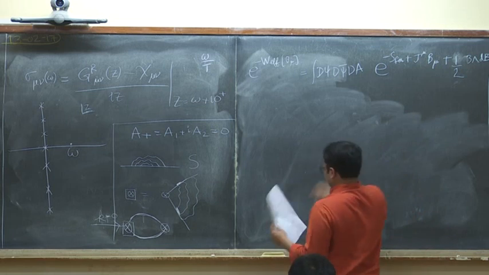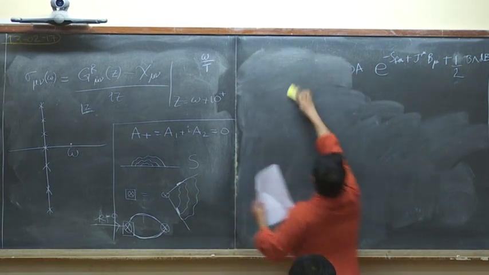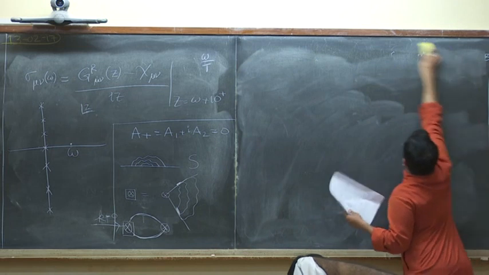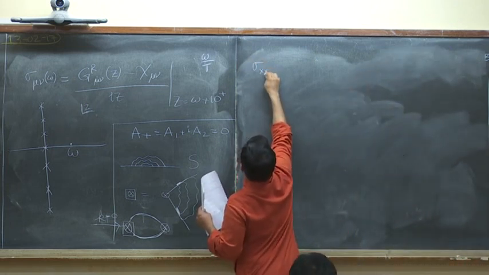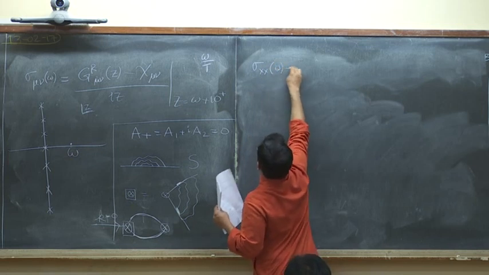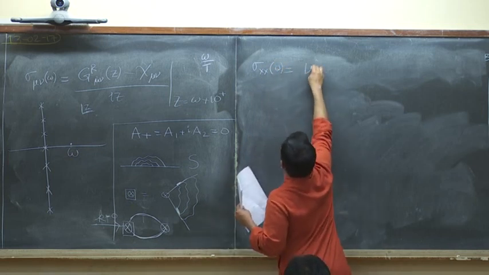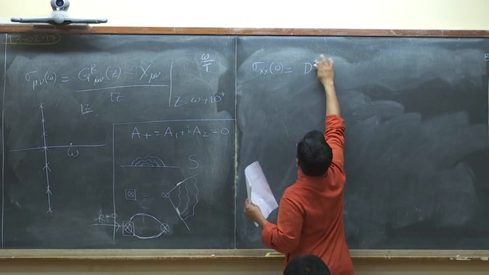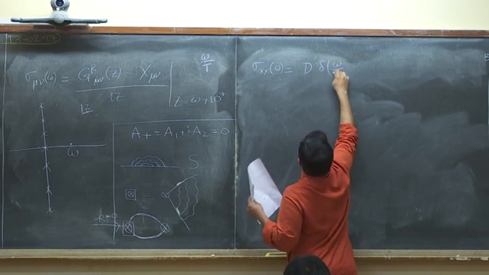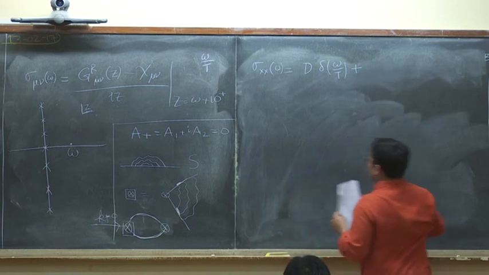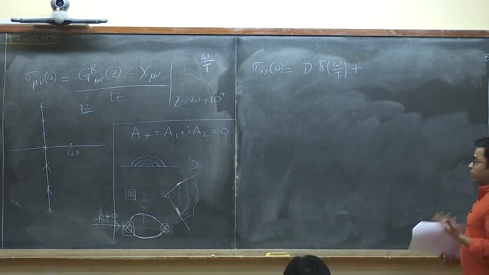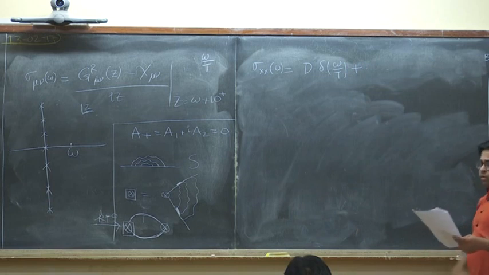Okay, so in the DC limit, sigma xx is interesting because it's infinite. So what I'm going to tell you is that sigma xx at omega has something that looks like some coefficient D times a delta function of omega over T, and then it has other contributions. So we are going to get into the physics of this delta function, like why is it there, what does it mean, and so on.